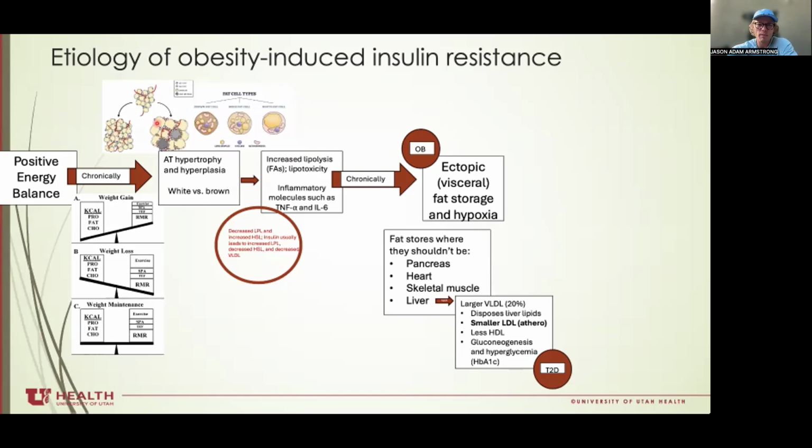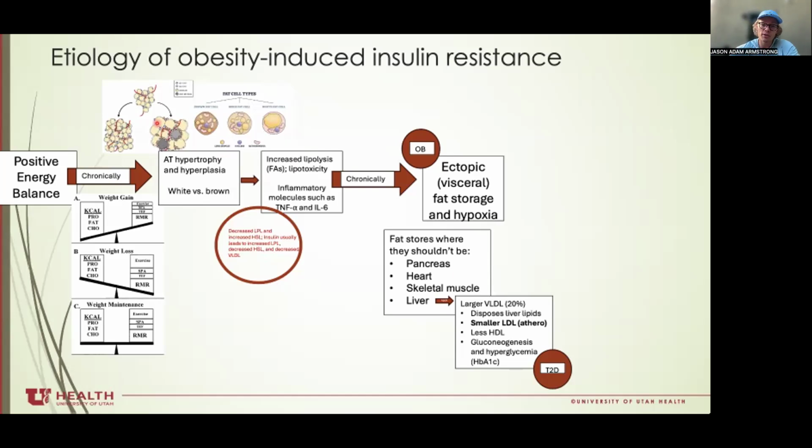On average, you're looking at maybe like a 20% increase in size to dispose of liver lipids, right? And then it also results in smaller LDLs, and that's really atherosclerotic, meaning it's going to cause plaques to build up in my blood vessels, and we'll talk about that next week more. Additionally, less HDL, meaning I'm not pulling unhealthy fats out of the bloodstream as much, right? So HDLs are responsible for bringing cholesterol back to the liver for reprocessing. Okay, so I'm not doing that.